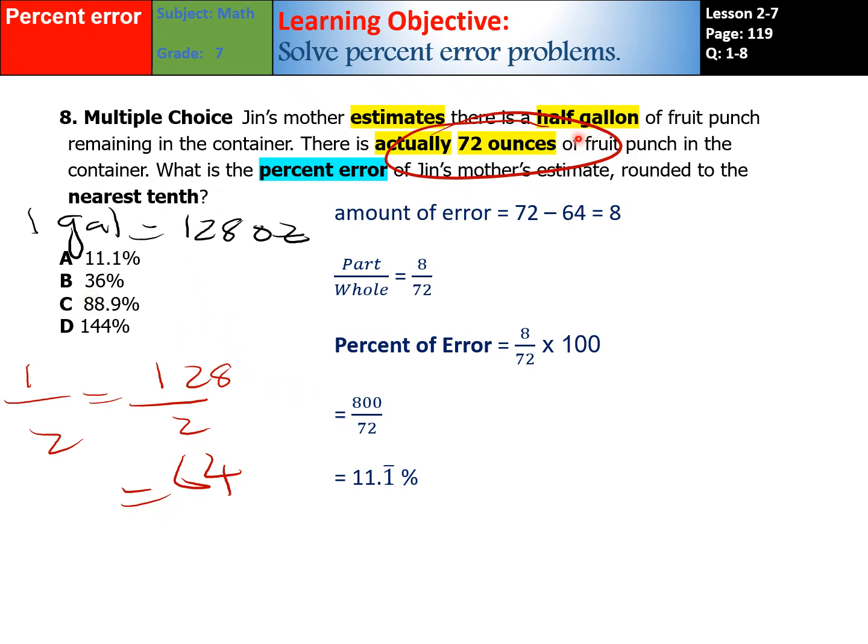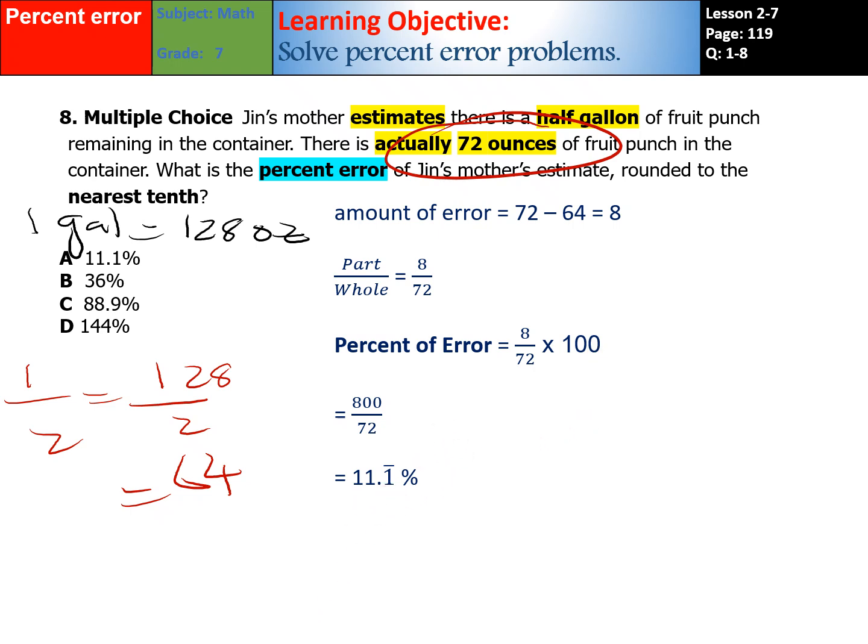To look at the units, gallon and ounces. Don't get confused. First step, you have to convert. Either you can convert ounces to gallon or gallon to ounces, then only you can solve this question. So 1 gallon has 128 ounces. Half gallon has 128 divided by 2, that is 64. I use 64 and then I solve this question. So the percent of error is 11.1.